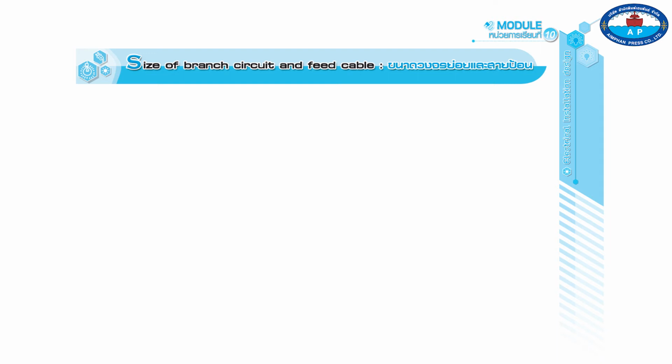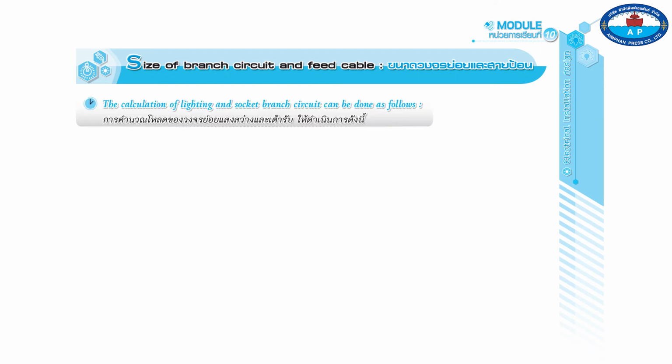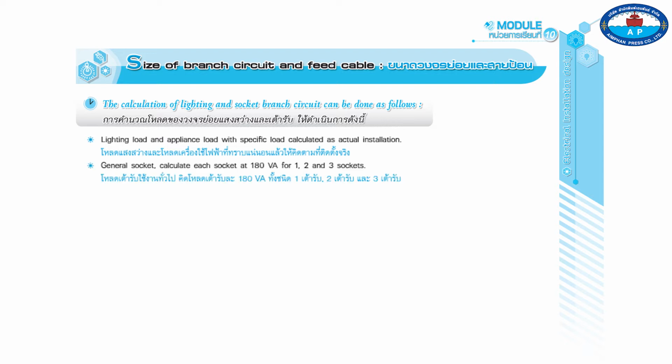Size of branch circuit and feed cable. The calculation of lighting and socket branch circuit can be done as follows. Lighting load and appliance load with specific load are calculated as the actual installation. For general sockets, calculate each socket at 180 volt-amperes for 1, 2, and 3 sockets. For specific sockets, calculate as the actual load of the appliance.